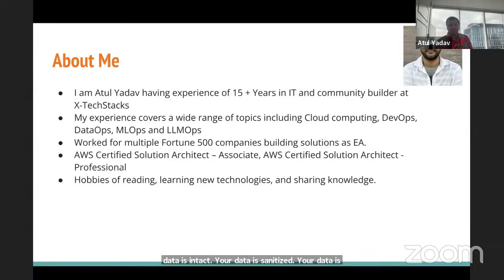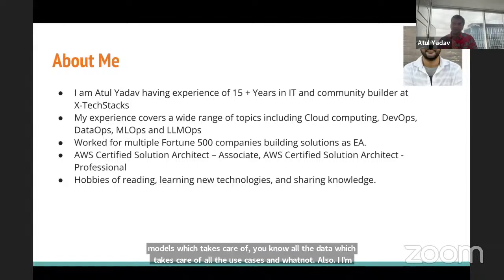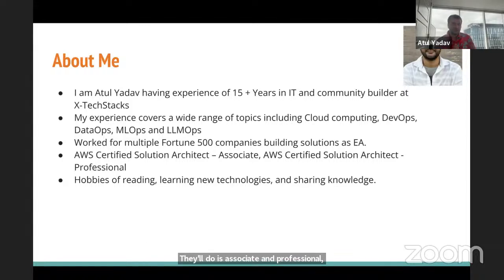Also, I am AWS Associate and Professional certified, though I cleared this certification in 2017. After that I didn't go into the certification side because I firmly believe that your knowledge and experience play a more important role than certifications. I'm not saying you should not go for a certification, you can, but this is my personal opinion. So after that, I stopped doing certifications.